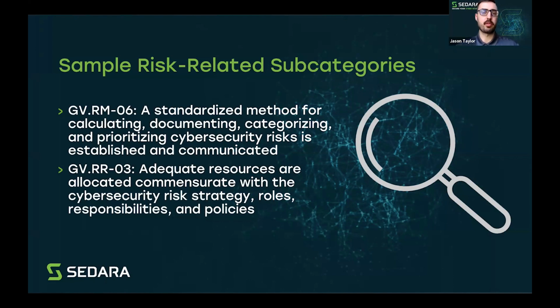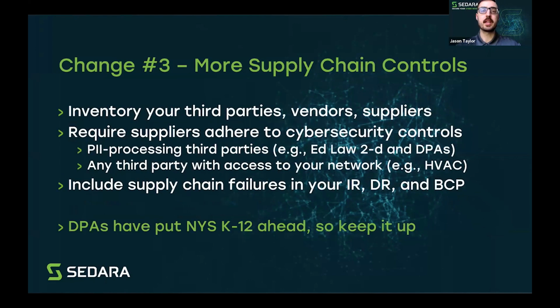What about change number three? Well, NIST CSF 2.0 continues to increase its focus on supply chain related controls. With NIST CSF 1.1, one of its biggest changes was adding supply chain controls to begin with. Now with NIST CSF 2.0, it continues that trend and adds even more controls related to supply chain risk management.